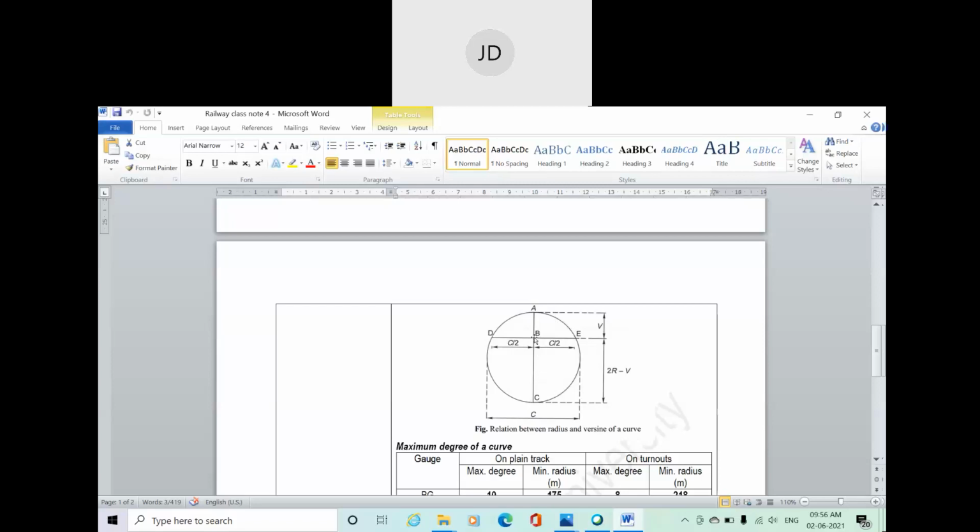Now what will be the value of BC? BC will be the diameter minus V, that is twice R minus V. Okay, fine. And this long chord, that is DE, having length C, that means at point B it is the midpoint of this line DE, so DB is C by 2 and BE will be C by 2. All values are already known to you.